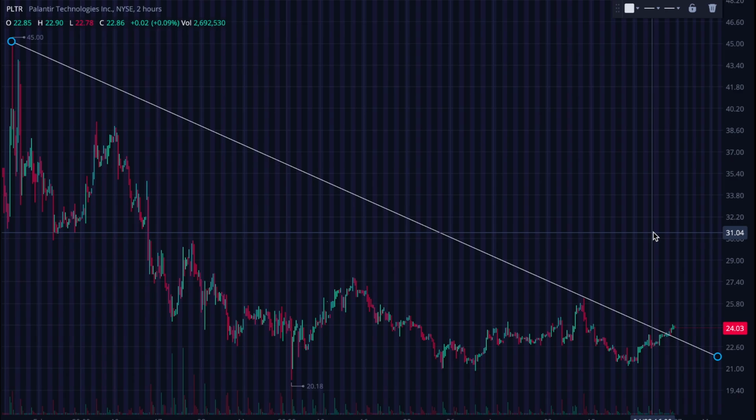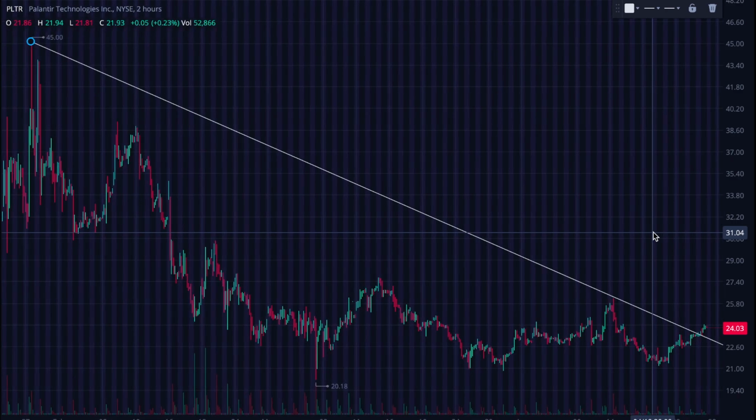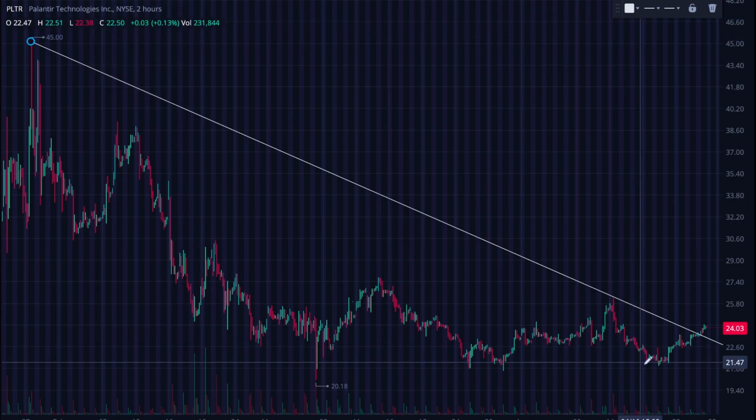On the 3-month chart, that would be really impressive. That would be a very good sign, right? Because that's a very long-term downtrend for this to be breaking. And then the other thing to note is basically this very strong support here at 20.14.